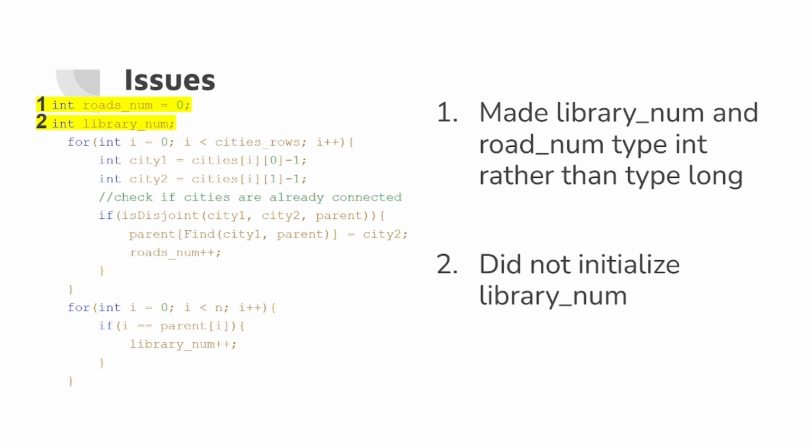One of the issues that we found in the programming was that we had integers for road num and library num, which caused for some test cases the value of int to be too small, so it wasn't running properly. And then the second issue we found was that we didn't initialize library num, which was causing the value of libraries to be inaccurate.